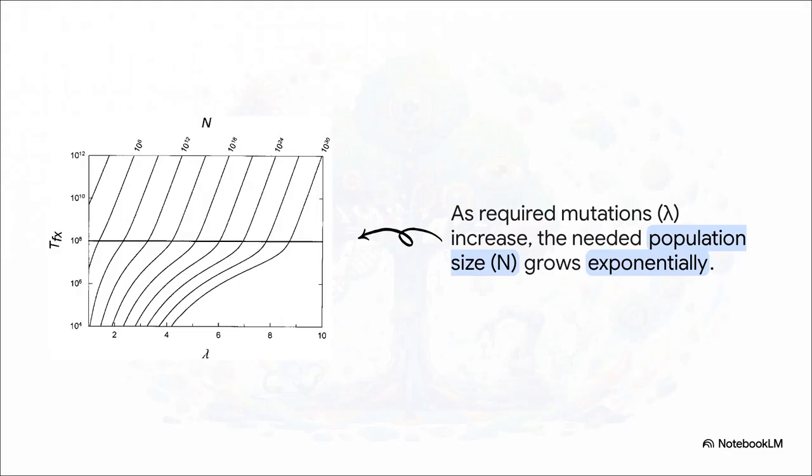Now, this graph from the paper really shows you why the numbers get so big so fast. Just look at the axes here. As the number of required mutations, lambda, goes up along the bottom, the population size, N, that you need goes up exponentially along the side. It's not a straight line, it's a curve that basically shoots straight up. Every single extra mutation you need makes the problem dramatically, almost unimaginably harder for this specific pathway.